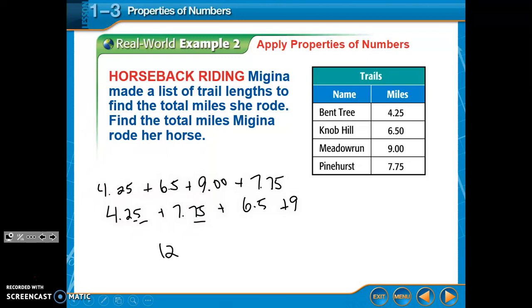This is going to be 12, which makes this addition a little bit easier. And then I have plus 9. I can switch these again, and plus 6.5. Now I can add the 12 and the 9 and get 21, and add 6.5, and I get 27.5. So this is something that you might do naturally in your head, but now we're just showing the math behind it and saying you're allowed to do that.